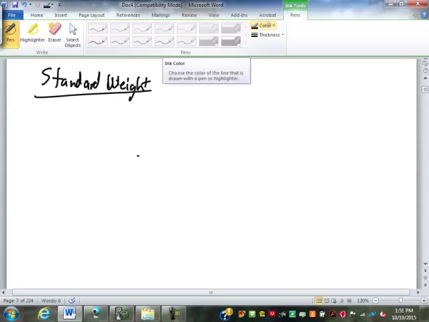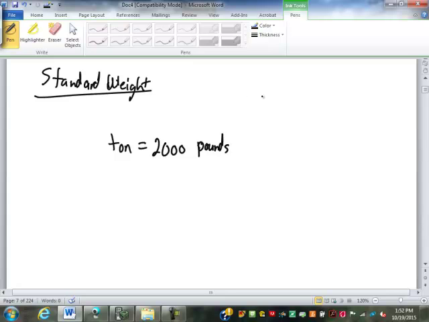So in the standard system for weight, let's start out with the big one, the ton. How big is a ton? 2,000 pounds. 99.999% of the time, when you hear the word ton, they're talking about 2,000 pounds. That is actually what is called a net or a short ton. Like I said, almost all the time. Every time in this class you hear the word ton, we'll be talking about 2,000 pounds. If I put a ton on the test, it'll be 2,000 pounds.